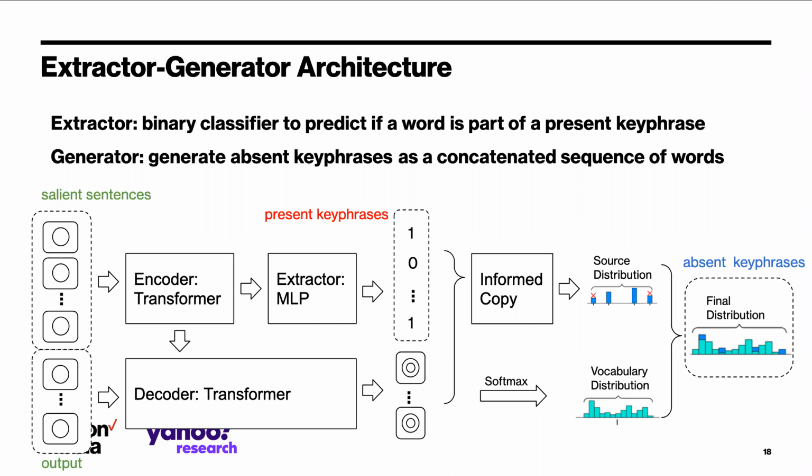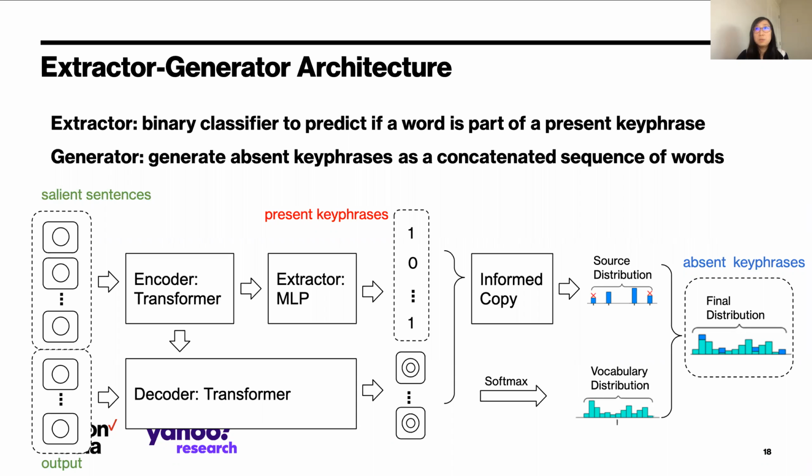Sorry, I have a question. In order to define what a salient sentence is, you need to have a bunch of absent key phrases at first, right? Yes. So why did you need to generate the absent key phrase again? Well, when we identify what will be the salient sentence, we are using the ground truth absent key phrases.